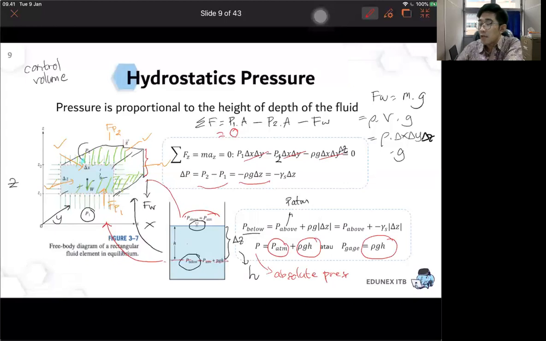Again, I explain again that when you go deeper from the surface of the water, you will have higher pressure. This is what we call the hydrostatic pressure: the pressure of the liquid caused by the differences in height. Okay, any question?